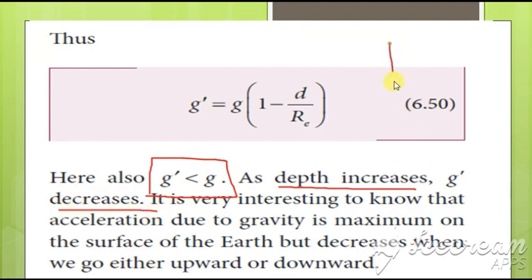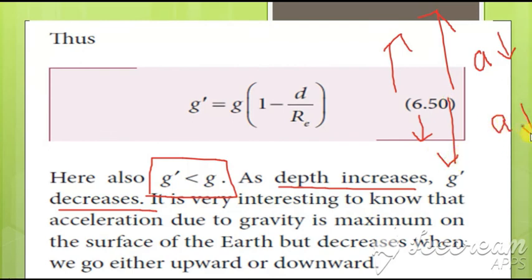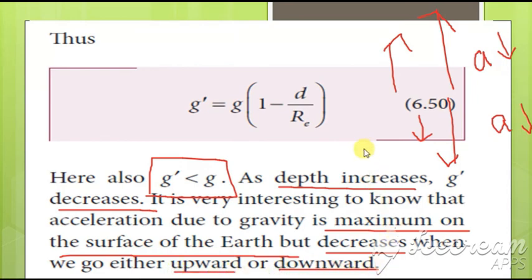So first what did we see, even if the height increases, the acceleration value decreases. Here even if the depth increases, the acceleration value decreases. Okay, so it is maximum only on the surface of the earth, but decreases when we go either upward or downward. So whether we go up in height or down in depth, the value of g will decrease. Okay, clear with this? Thank you.